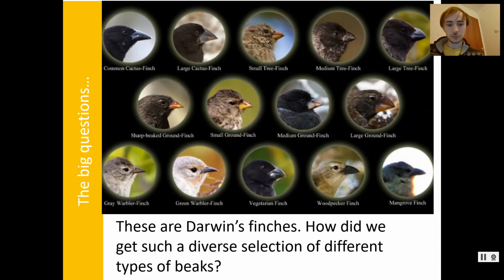Fine. Now, let's move on to Darwin's finches. So, the question is, how did we get such a diverse selection of different types of beaks? And this is us moving on to natural selection as an idea. So, hopefully when you're thinking about that question, we're thinking about natural selection, we're thinking about mutations and differences between individuals which are then selected for.